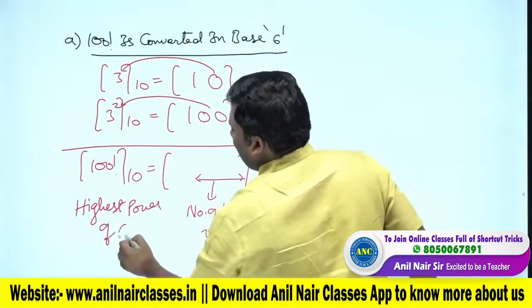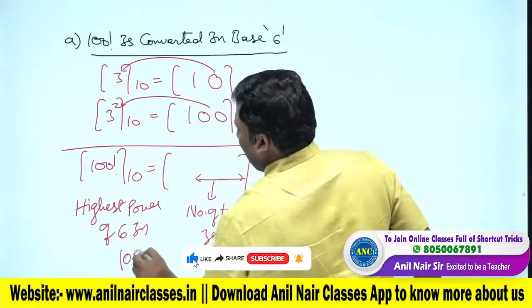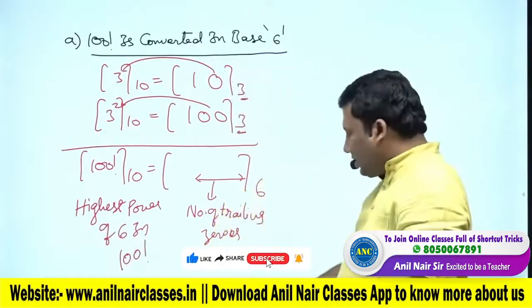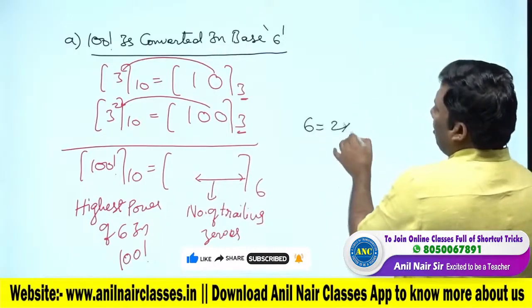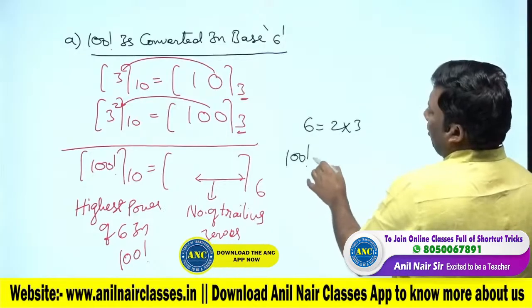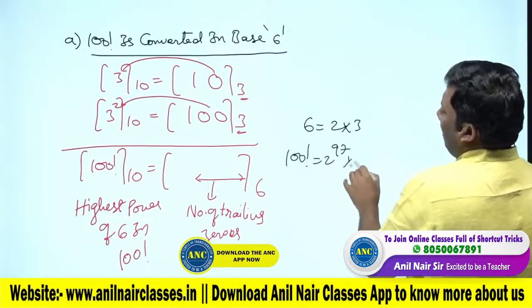Highest power of 6 in 100 factorial. 6 can be written as 2 into 3. In 100 factorial, it is 2 power 97.